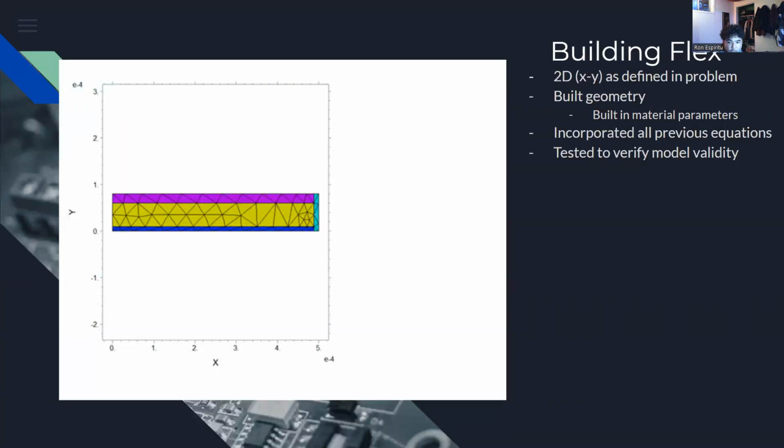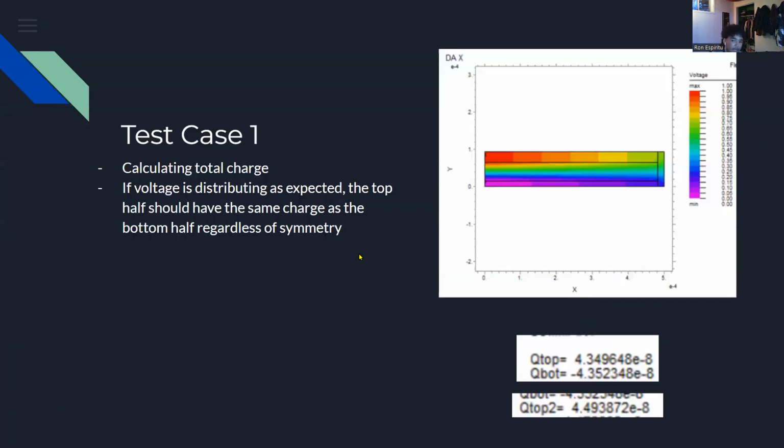FlexPDE was built in 2D by first building the geometries. From there, all the previously stated equations were implemented, and the material parameters for each region were added. From here, several test cases were performed to verify our model. Test case 1. If built correctly, the model should have the same charge in the top regions as the bottom region, but with opposite signs. This is a property of capacitors, which holds true in our system.